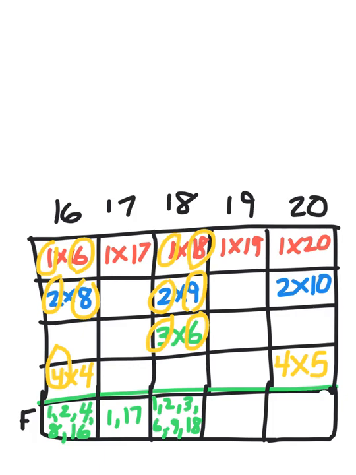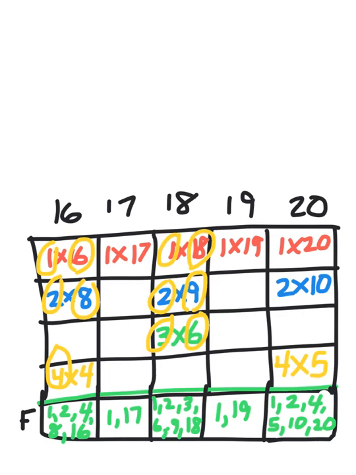Let's list the factors of 19, 1 and 19. And then we're listing the factors of 20. Finally, we're finishing up. Let's list them. Ready? 1, 2, 4, 5, 10, and 20. So we have listed the factors of all the products 1 through 20.